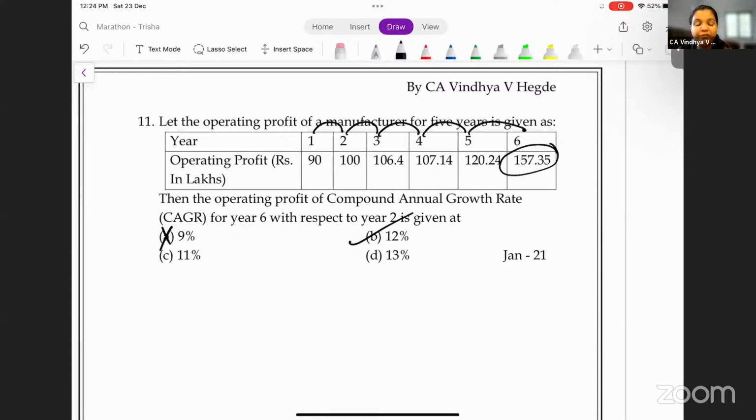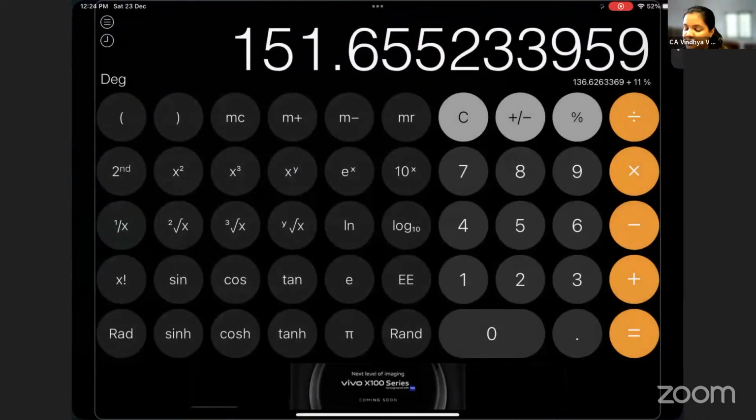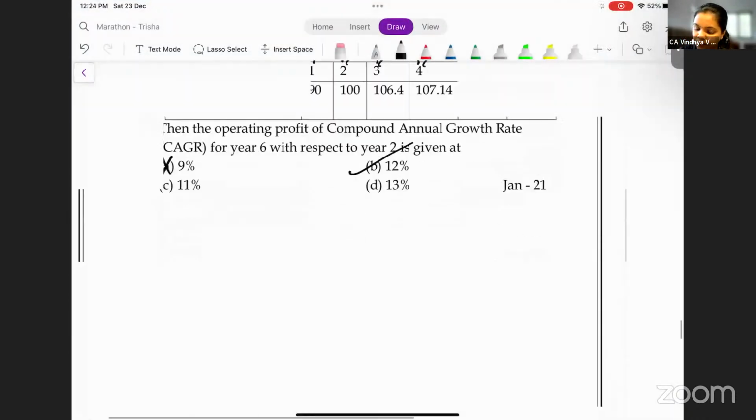Yes, 11 you get 151.65, correct. But that is very far from 157. 158 is closer. Therefore, we'll go to option B. This is one easiest way in which you can solve the CAGR question. Okay.